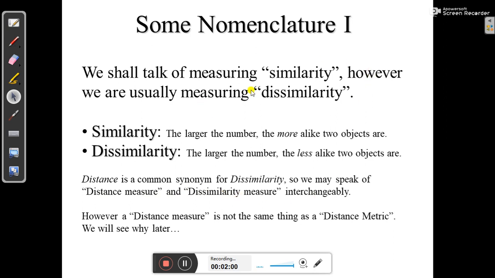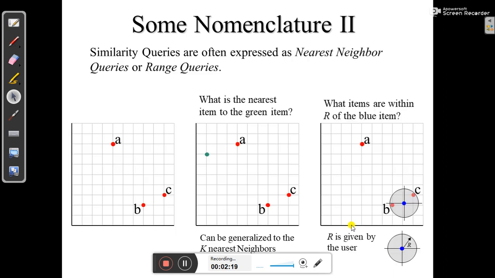So whenever we talk about similarity, we can talk about distance measure, because a distance measure can give you the dissimilarity value, and whenever the distance is larger, we can say that the objects are not alike. However, a distance measure is not the same thing as a distance metric. We will say why later.